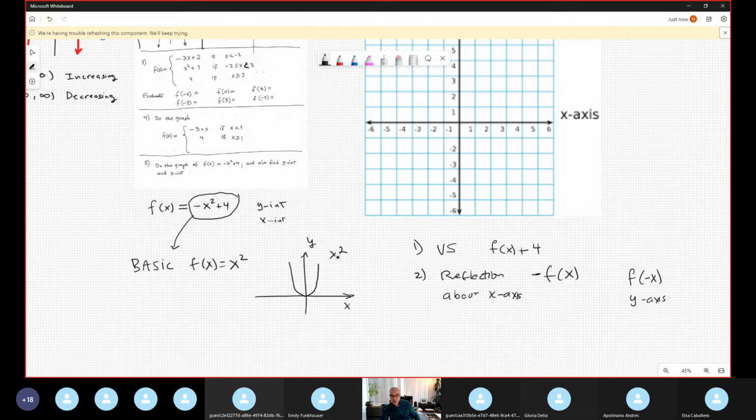Likewise, horizontal shift is when you are doing something inside the parenthesis, like that. Here, when it's positive, it's up. When it's negative, it's down. Positive up, negative down. And here is moving horizontal. When it's positive, it's left. When it's negative, it's right, sorry.